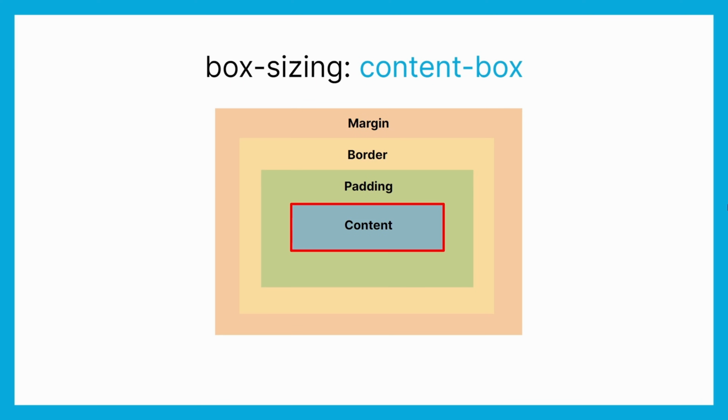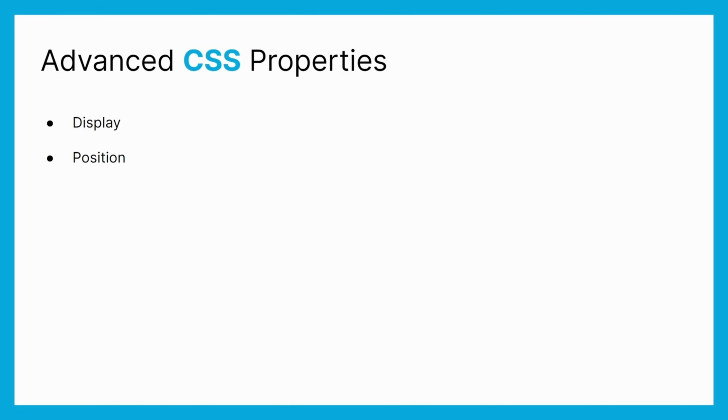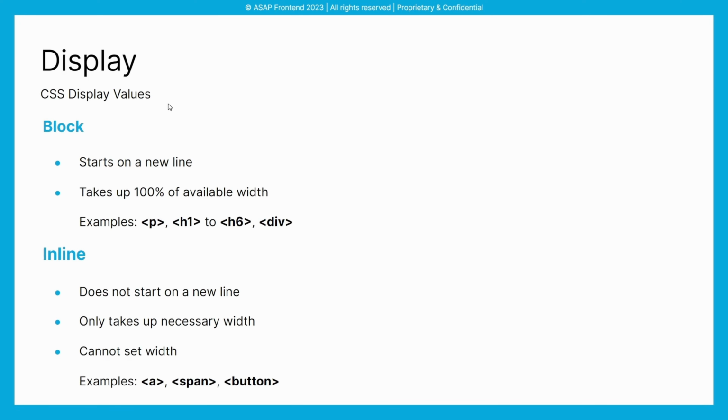So now that we're done talking about the box model, it's time for us to cover a few more CSS properties that are going to be a little more advanced. The first of which being this display property right here. So let's jump straight into it. The CSS display property has two values, block and inline. These two might seem familiar to you because in the HTML crash course, we briefly talked about block level and inline level elements.